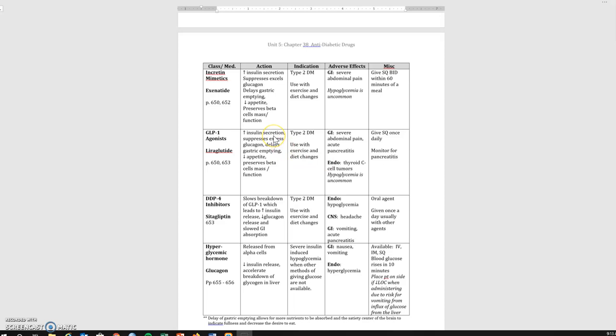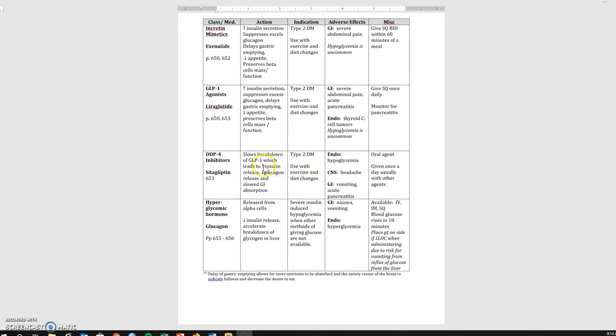Liraglutide increases insulin secretion, suppresses glucagon, and it delays gastric emptying and decreases appetite. It is another sub-Q drug that is given once a day. A common side effect is abdominal pain and pancreatitis, and it can lead to thyroid C-cell tumors. Hypoglycemia is uncommon. With this drug, the GLP-1 agonist, we must monitor the individual for pancreatitis, so that severe abdominal pain would indicate that the patient may be developing that.